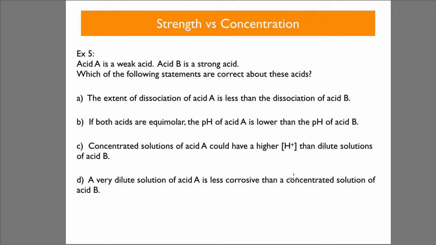There are no molecules present. D. A very dilute solution of acid A is less corrosive than a concentrated solution of acid B. Well, of course that's true, because acid A is indeed the weak acid, and so even if that was not dilute, it would still be less corrosive. A concentrated solution of a strong acid is likely to be very corrosive. And that's the end of that presentation. Splendid.